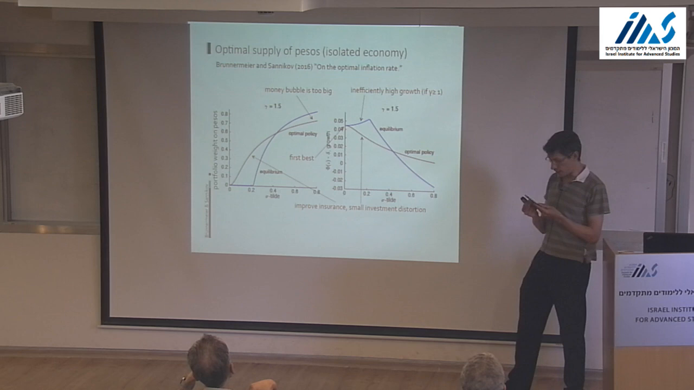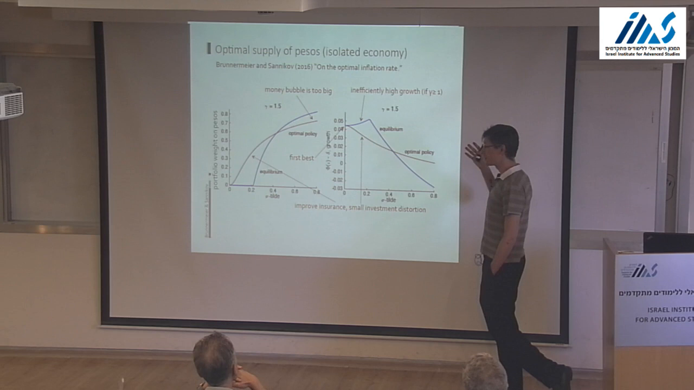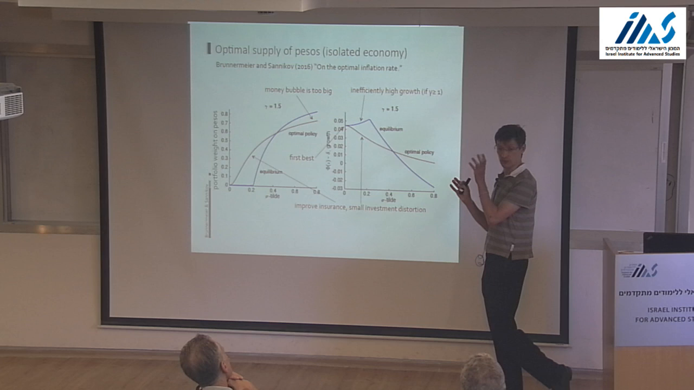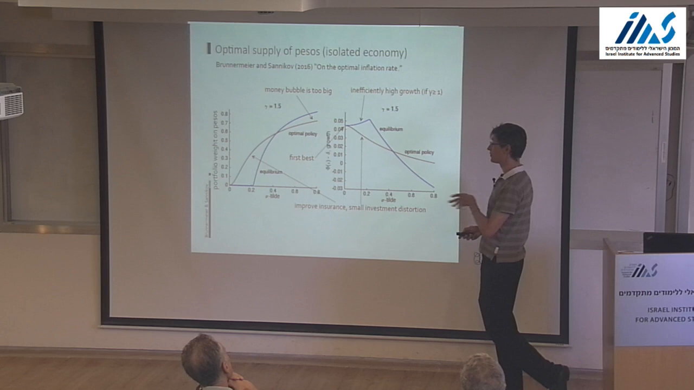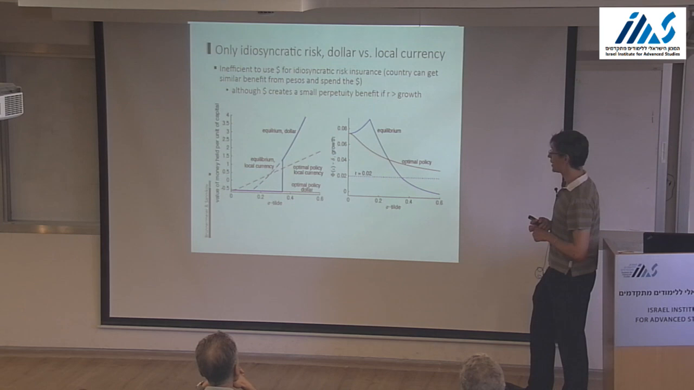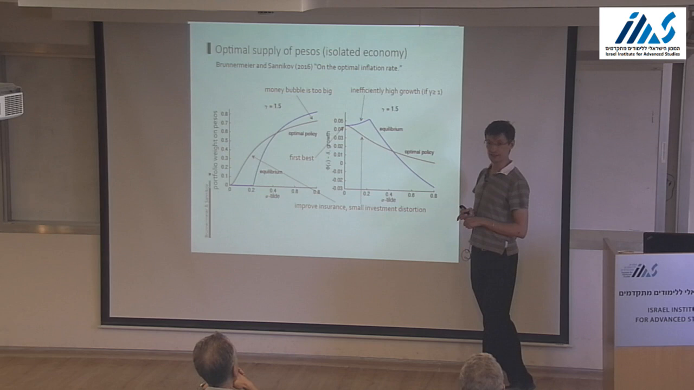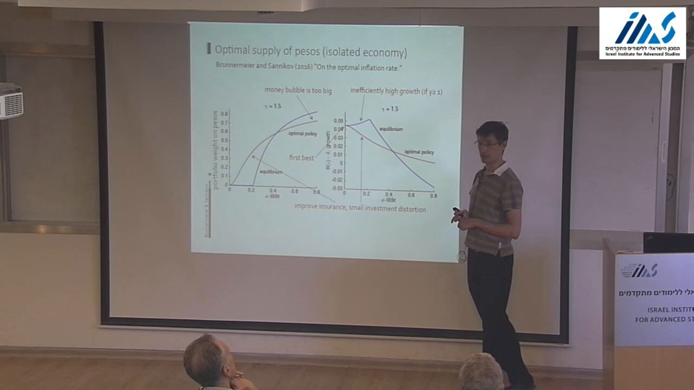I do not have a whole lot of time, so I might skip over something. One of the things that is interesting is equilibrium money supply versus optimal policy money supply for just one currency. There is a difference here, but for the sake of time, I'm going to skip it, and I'm going to explain what happens with local currency versus the dollar. Do you have a guess of what's going to happen? How does the optimal policy differ from equilibrium when there are two currencies?